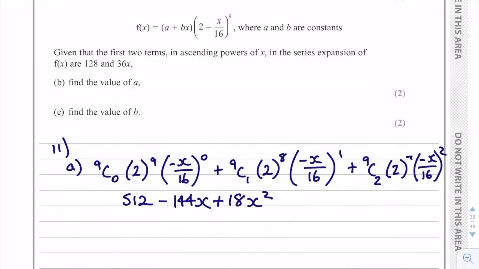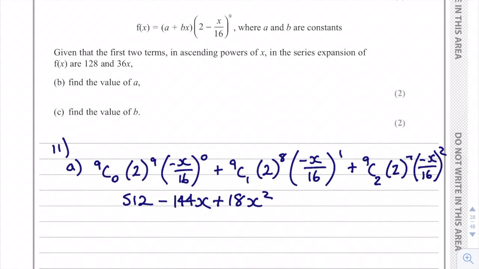Now we're then told that f(x) equals (a plus bx), all multiplied by (2 minus x over 16), all raised to the power of 9, where a and b are constants, given that the first 2 terms in ascending powers of x in the series expansion of f(x) are 128 and 36x. Part B says find the value of a.